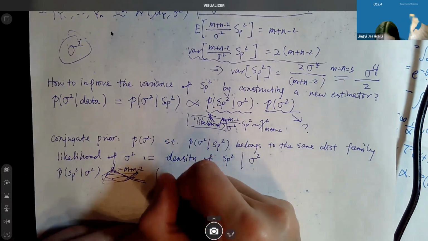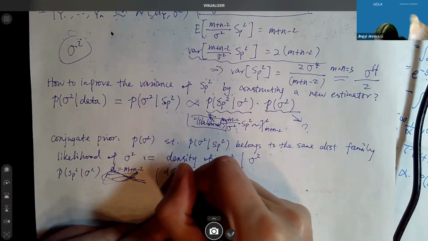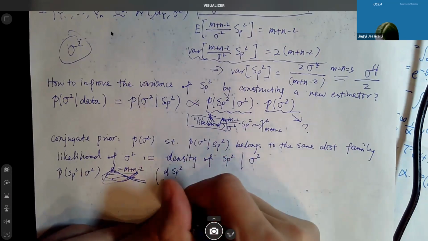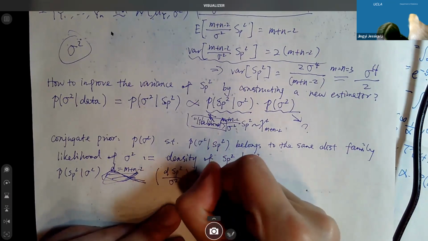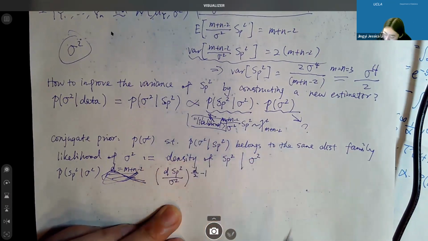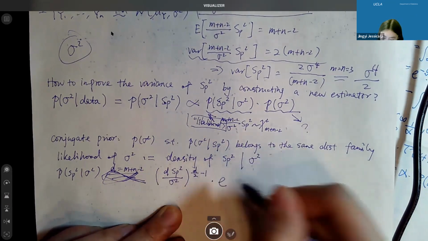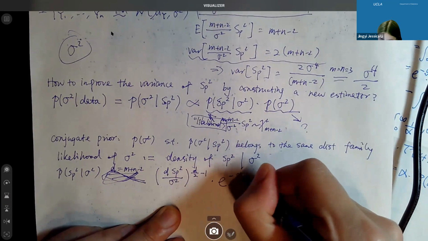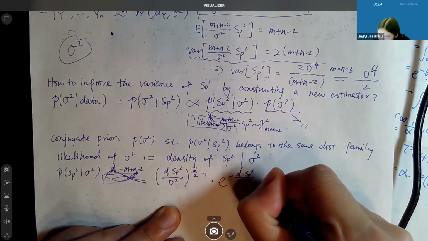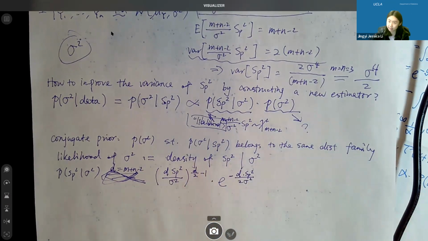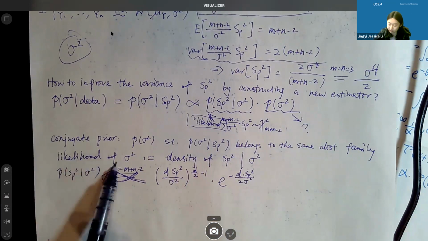So this is proportional to d times SP square over sigma square to the power d over 2 minus 1. This is based on the chi-square distribution density, by the way, times exponential of negative d times SP square divided by 2 times sigma square. Okay, that's the density of SP square given sigma square, also the likelihood of sigma square.